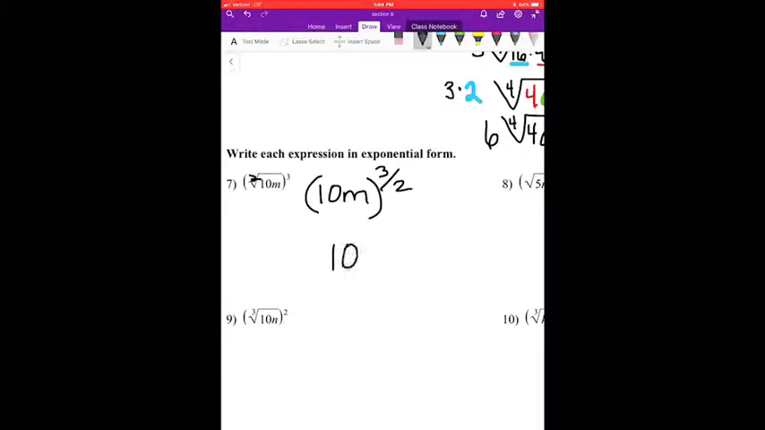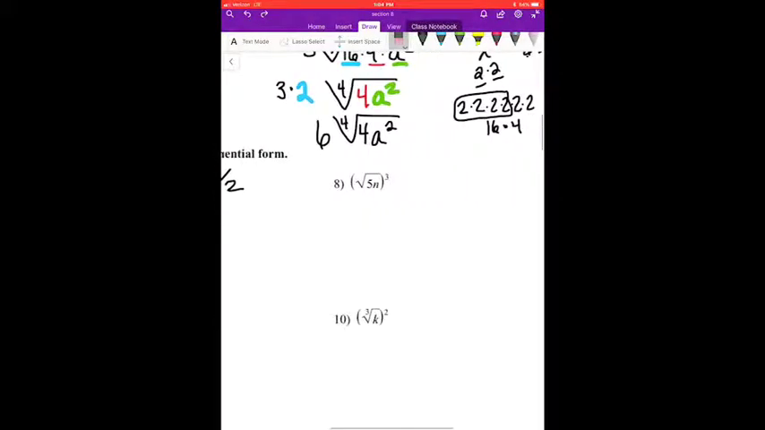Now, if you just put 10m raised to the 3/2, is that correct? No, because that's only the m being raised to the 3/2, but the whole thing is being raised to the 3/2. Okay? So that's all you have to do for those. Let's look at number 10. So that would be what? K raised to the 2/3.